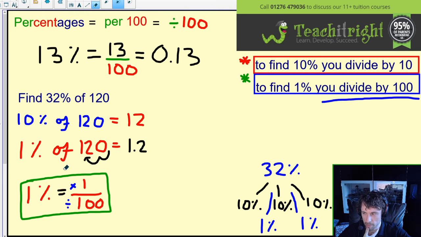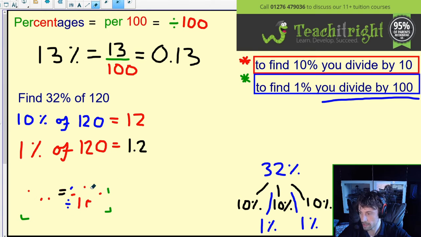Well, I've worked out 10%, I've worked out 1%. How was I going to work out 32 again? Yes, it's this down here. I'm going to work out how many 10s I need to get to 30 and how many 1s I need to get to 2. And the answer is quite simple. Watch this, I'll try and colour code it.